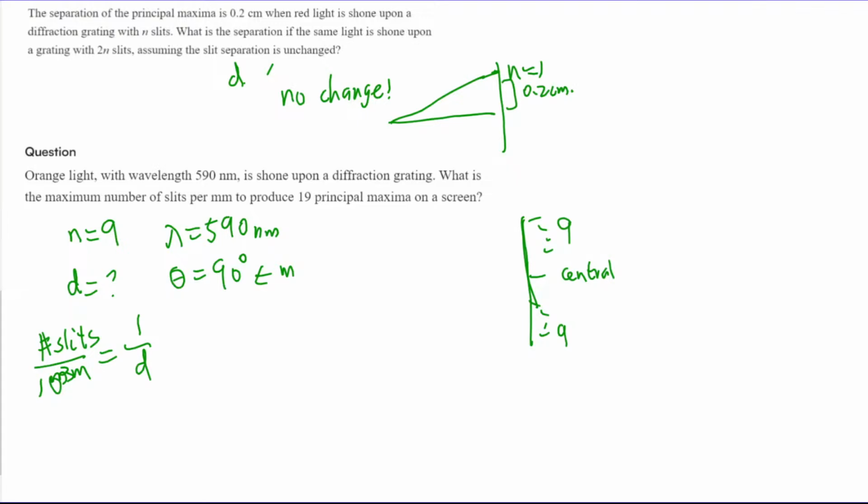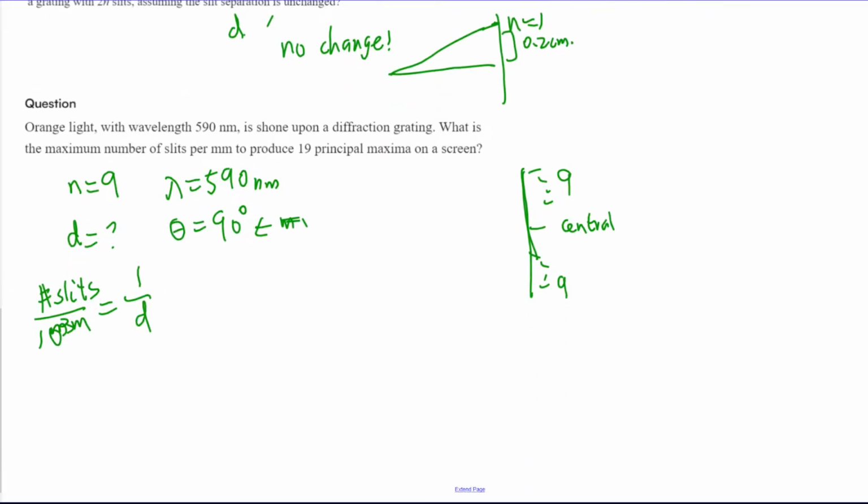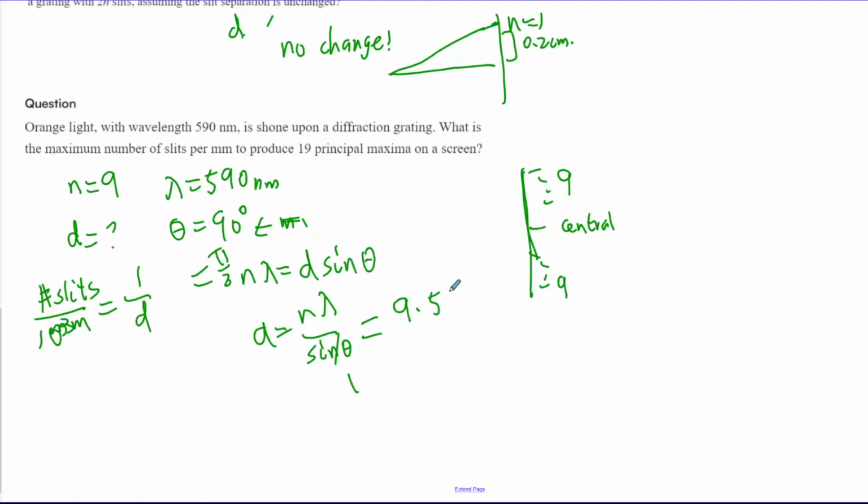And from there, you can easily calculate the value. So we use the same formula, n lambda equals d sine theta. We're looking for d, so d is equal to n lambda over sine theta. Theta is 90 degrees, or pi halves if you want, so sine theta is equal to 1, which means this is exactly n lambda. That is 19 times the wavelength, times 10 to the negative 6 millimeters. You multiply that out.